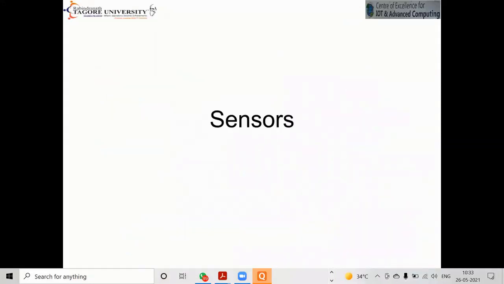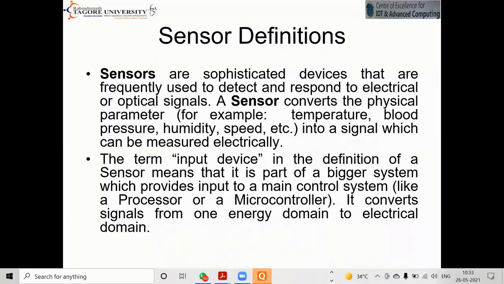Now we come to the sensor. Sensor is the most important part. Till now we have completed the hardware, that is the microcontroller. Now the sensor is a device frequently used to detect and respond to electrical or optical signals. Your Android mobile is the hub of sensors, right? Sometimes when you turn over your mobile, the ringtone automatically goes on and off.